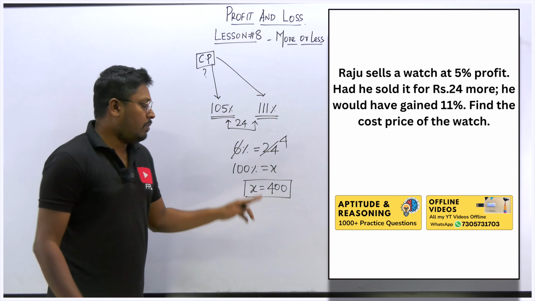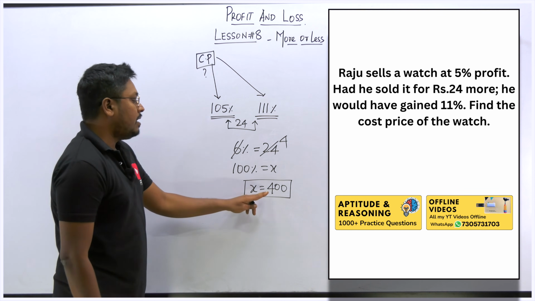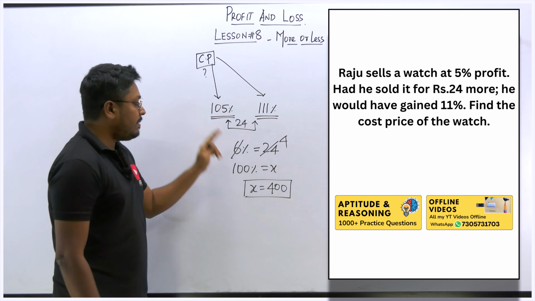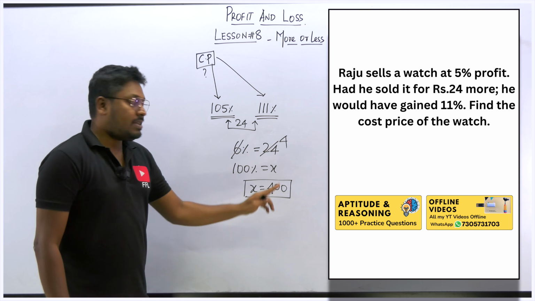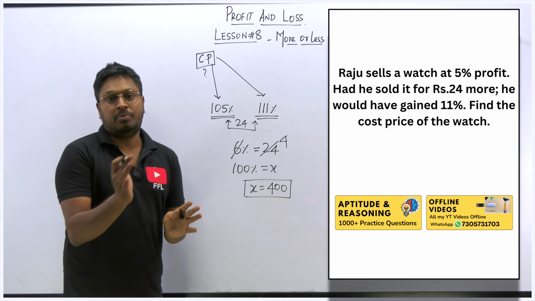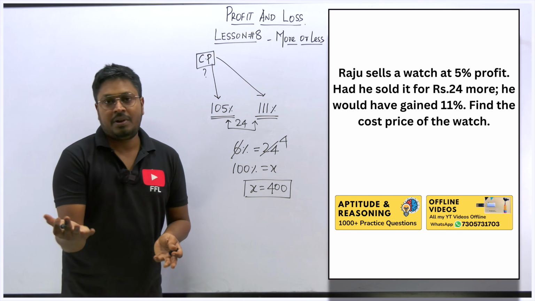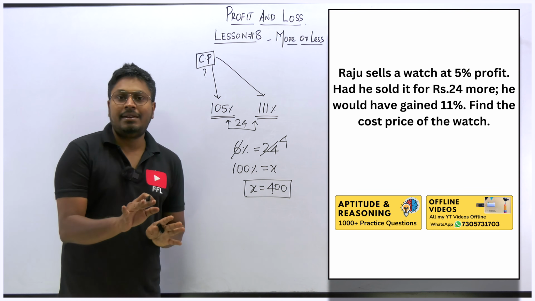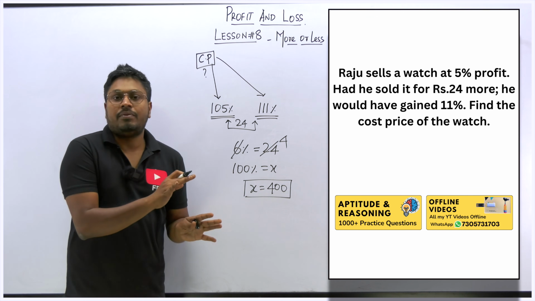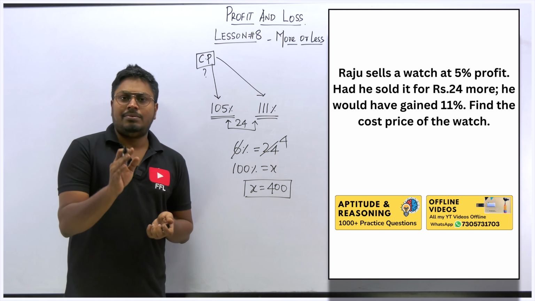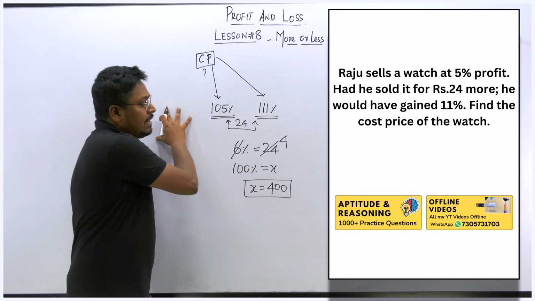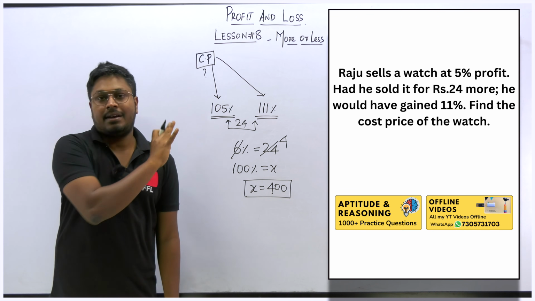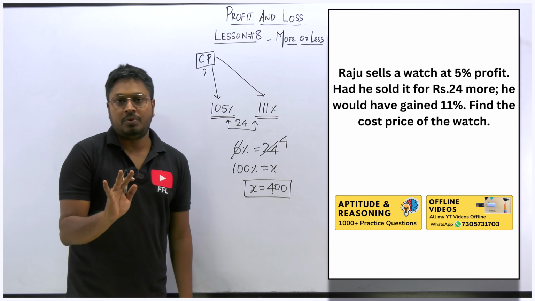That's it. If you want, you can also cross check. For 400 you can find what is 5%, then for 400 you can find what is 11%, and check whether you are getting 24 rupees more. If you are getting 24 rupees more, then the answer is correct. If you are not getting it, then the answer that we found is wrong. I hope you won't get that wrong because you are solving it in the right way. That technique is just to check whether you have got the answer correctly or not. Every time you don't need to do that.